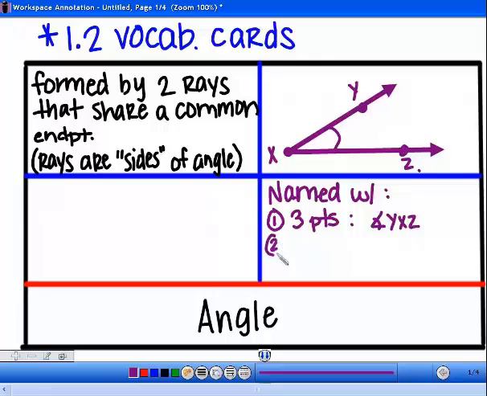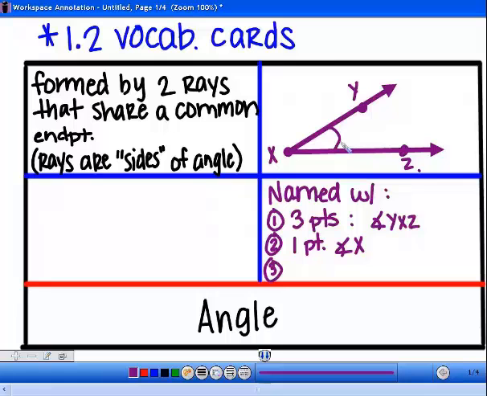The second way you could name it is with just a single letter or a single point. So if you were only given this common endpoint and there's only one angle in the picture, you can't be confused as to which angle it's talking about. You could just call it angle X.